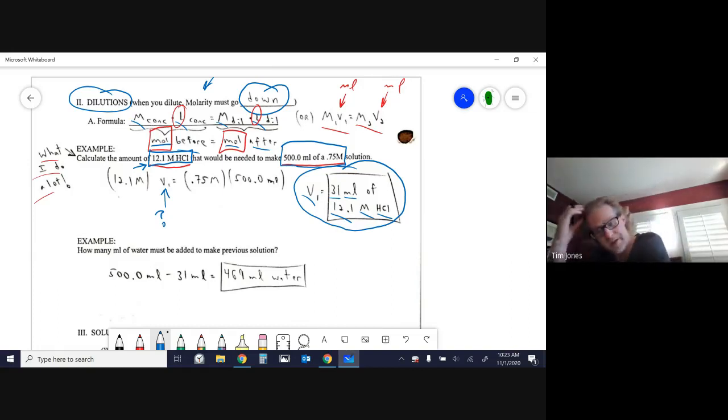And so if you actually were to make this, what you would do is you would measure this out and dilute it with water until you get to 500 milliliters. So that brings up an interesting thing. When making solutions, you don't add 500 milliliters. If you add 500 milliliters, you would now have 531 milliliters, and your concentration would be wrong. You add solvent until you reach the desired volume. So this is add water until you reach 500.